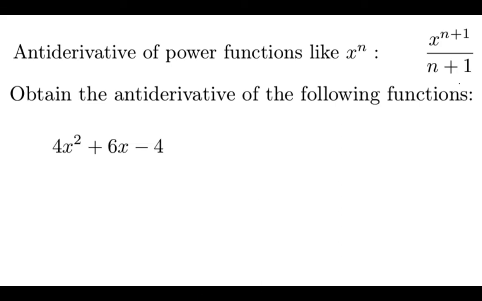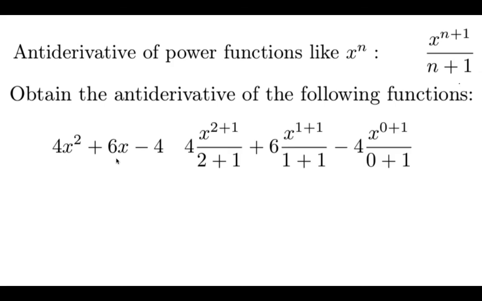What about this one? You have 3 terms. How do you apply this rule? Well, you apply it in the same way as the derivatives, term by term. So again, ignore the 4. X to the old power was 2, 2 plus 1, over the same number. Ignore the 6, and then it's x. Nothing's written here, which means that there is 1. So it's 1 plus 1 over the same number, minus 4.